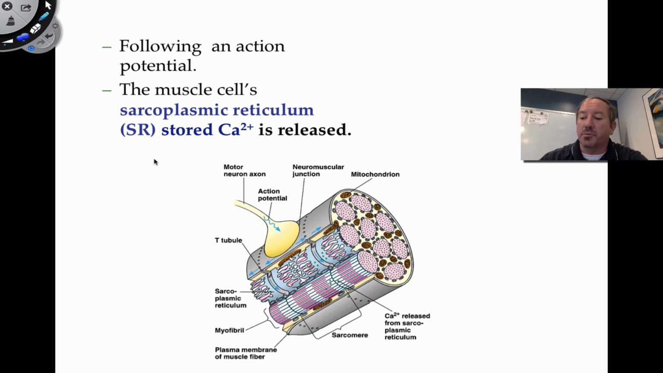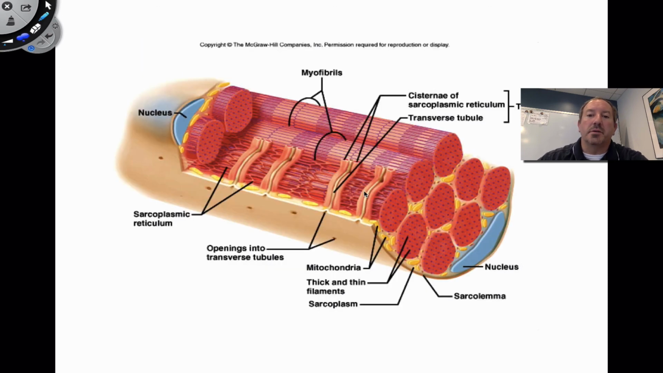And if the calcium is released from the sarcoplasmic reticulum, that's going to interact with the troponin, which moves the tropomyosin, which allows the myosin, the thick filaments, to interact with their cross bridges with actin and pull the actin filaments closer together, which shortens the sarcomere. And so overall, the entire muscle fiber, which is a muscle cell, gets short.